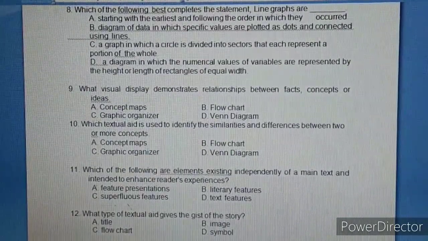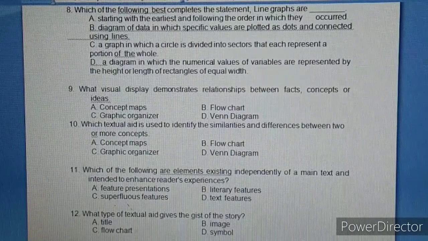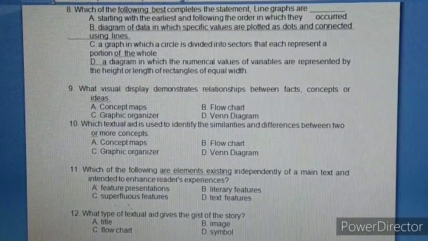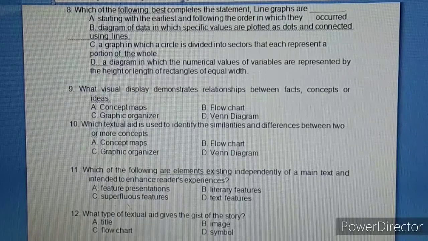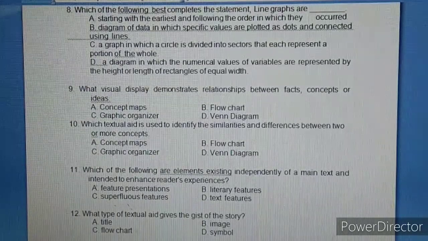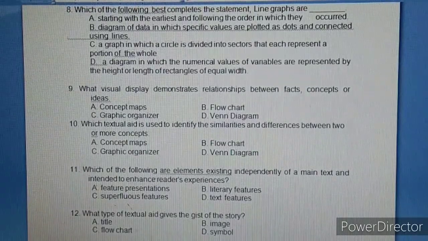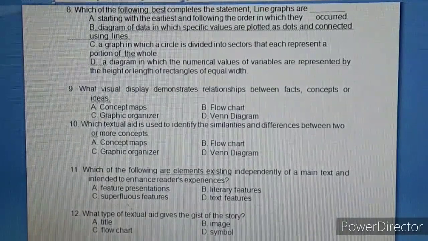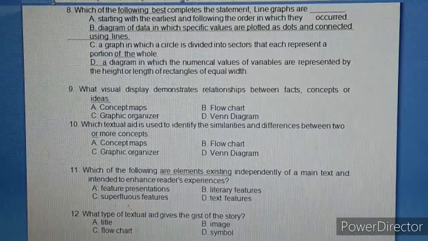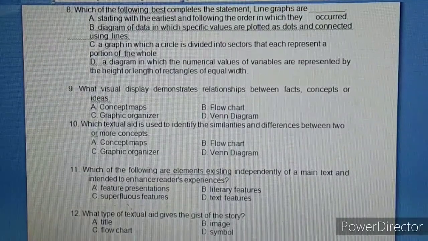Which of the following best completes the statement? Line graphs are blank. A. Starting with the earliest and following the order in which they occurred. B. Diagram of data in which specific values are plotted as dots and connected using lines.